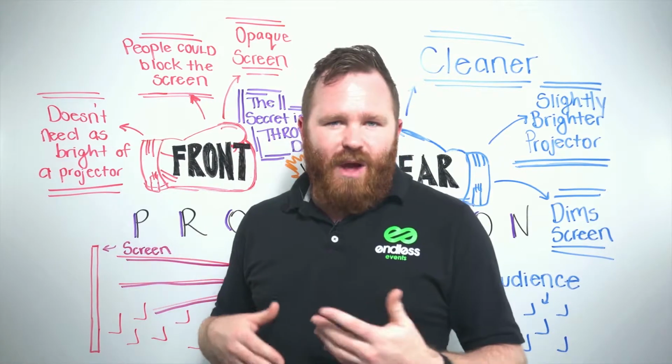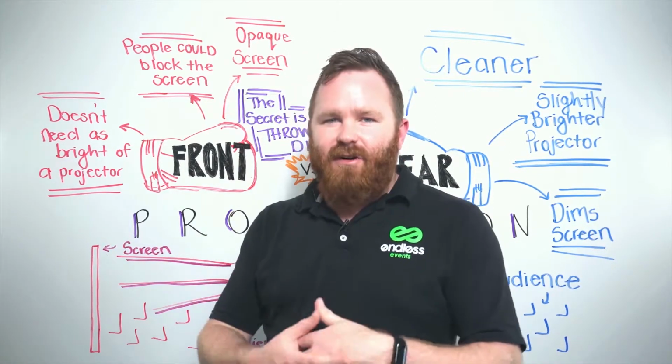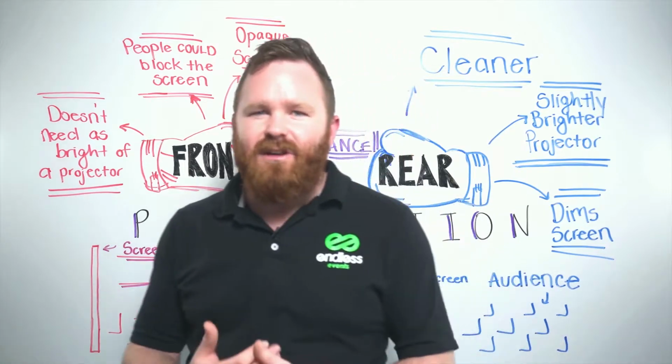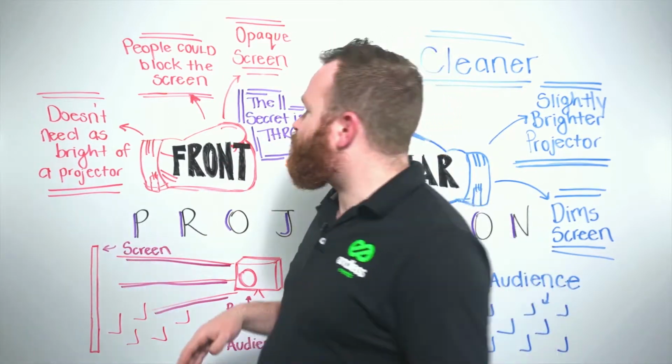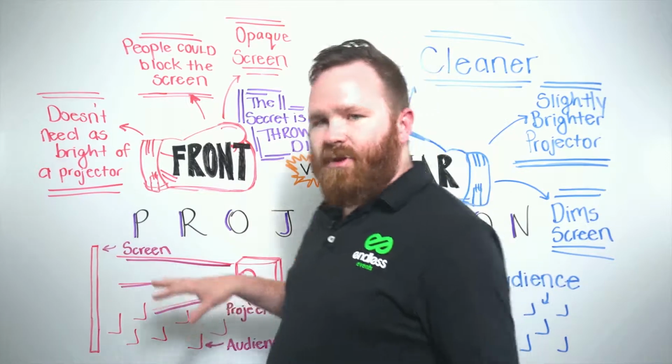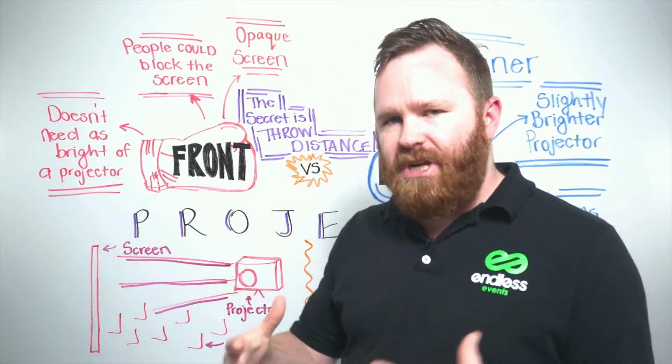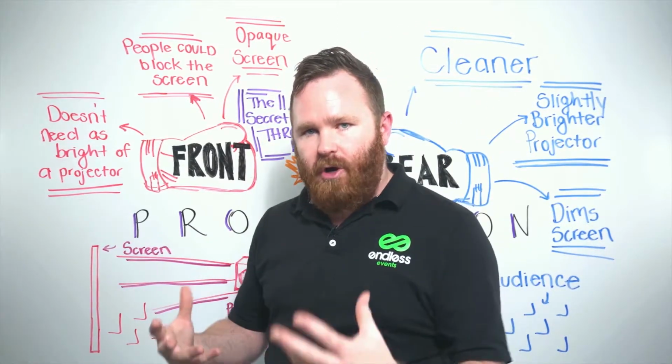For example, if you have a 3,000 lumen projector, it's not going to all of a sudden look like a 10,000 lumen projector, but it might look a little bit brighter. What's interesting though is that it's very important to understand how front projection affects the layout of your room and where your audience sits.